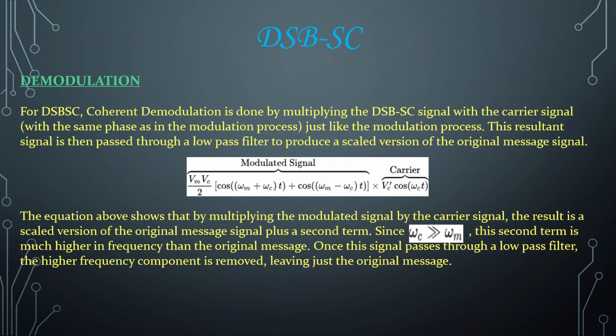The equation above shows that by multiplying the modulated signal by the carrier signal, the result is a scaled version of the original message signal plus a second term. Since omega c is much greater than omega m, this second term is much higher in frequency than the original message. Once this signal passes through a low-pass filter, the higher frequency component is removed, leaving just the original message.